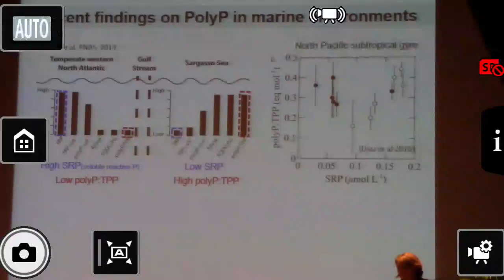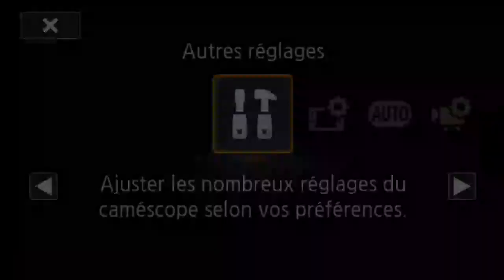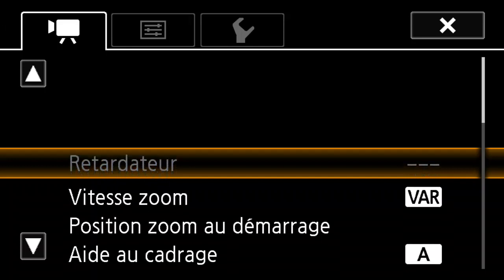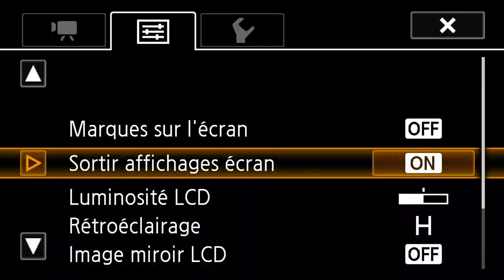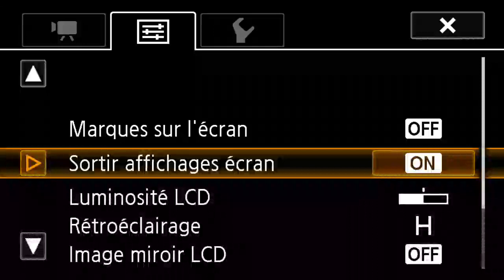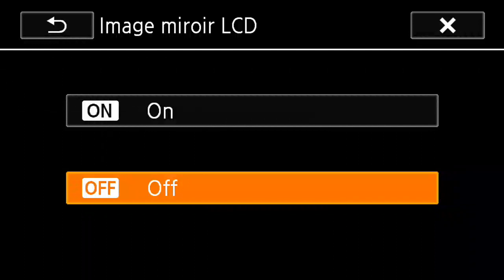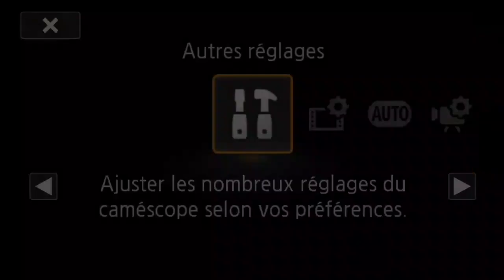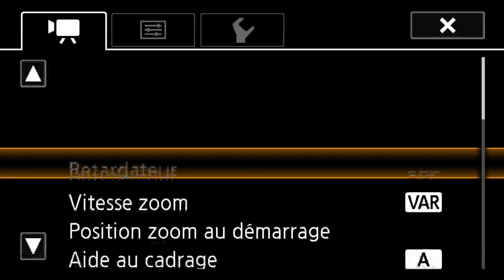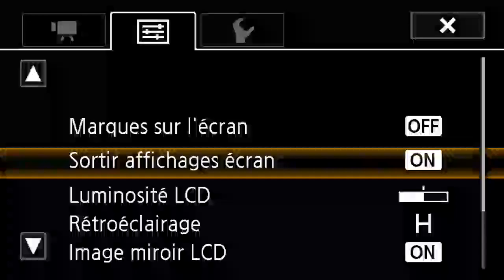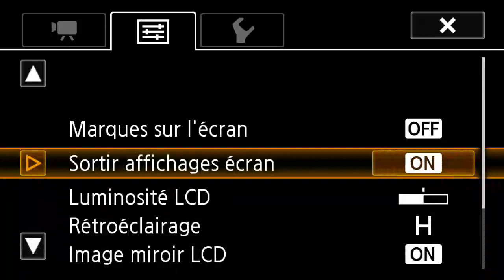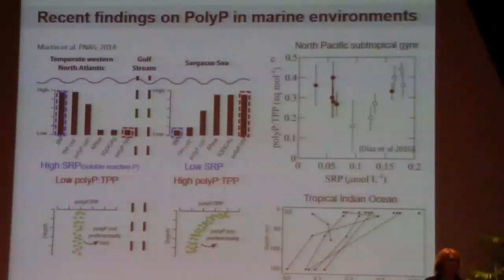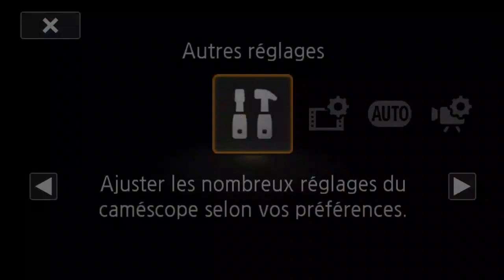And what is even more interesting for us is the depth profile of the poly P ratio to total particulate P, or more or less the recycling of poly P through the water column. What we can see here is that under low SRP conditions, there is preferential recycling. There is no recycling at all at high P conditions. And again, this year, a new paper in the tropical Indian Ocean, which is actually not P limited, found again preferential depletion.